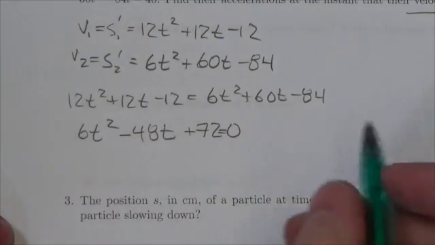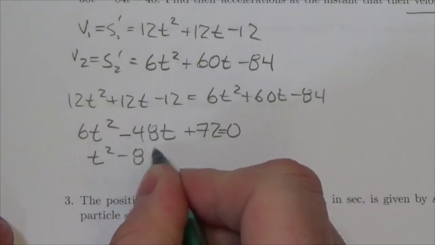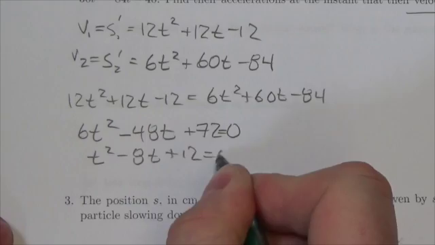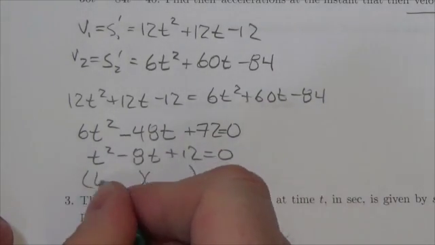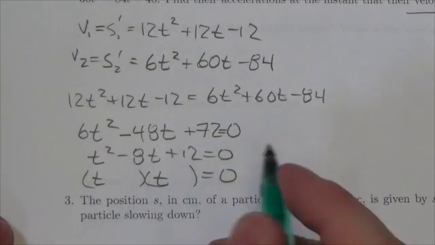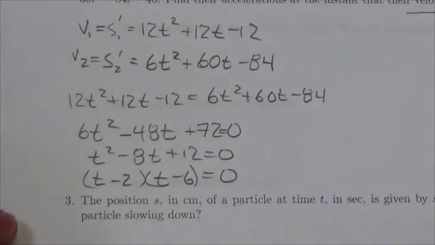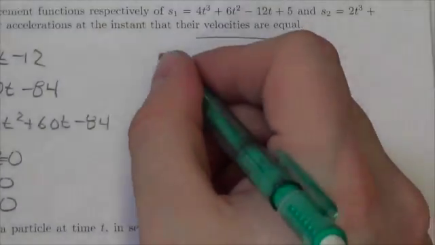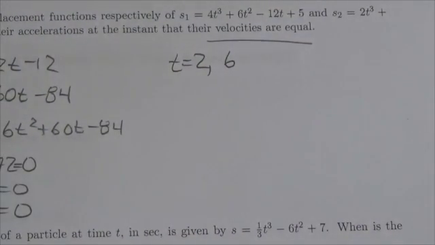Now, the nice thing is everything here is divisible by 6, so t squared minus 8t plus 12 is equal to 0. And I can factor that down. What's that going to be? Well, it's going to be negative 2, negative 6. So this occurs at the two values of time here, where t is equal to 2 and t is equal to 6. Those are the places where the velocities are the same.